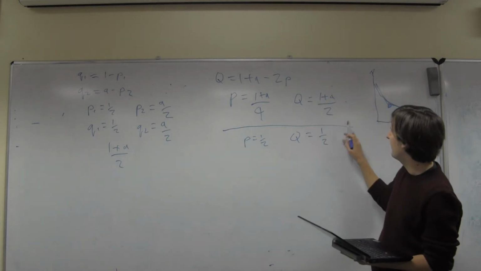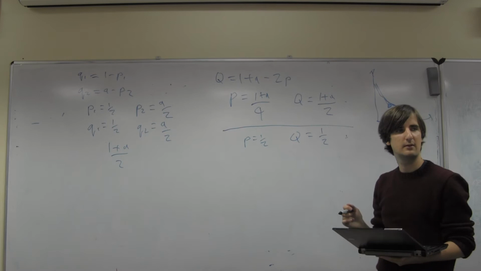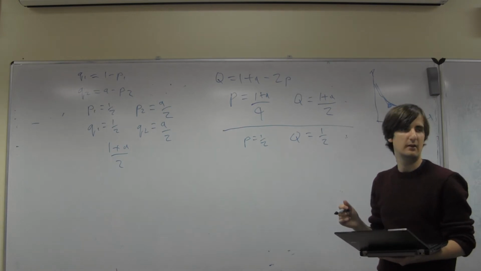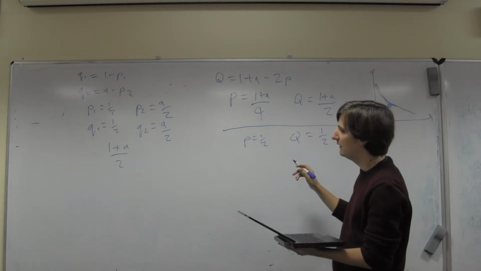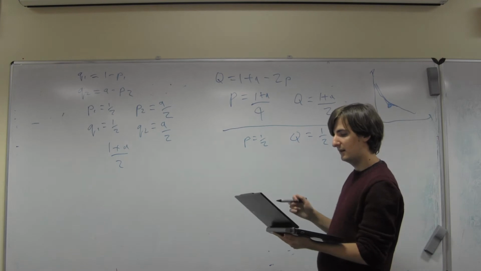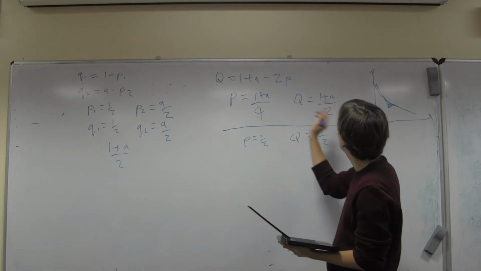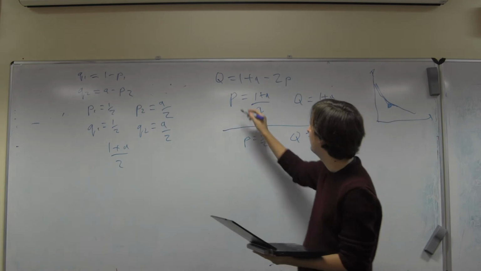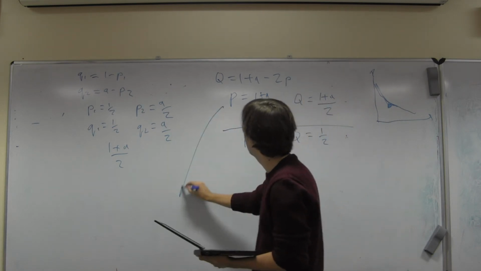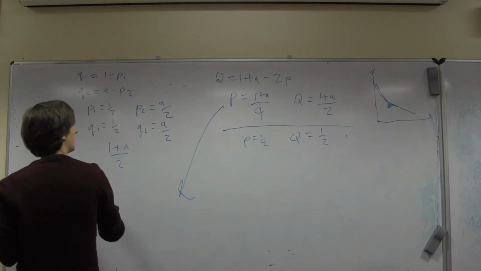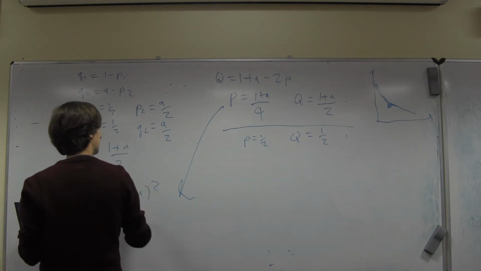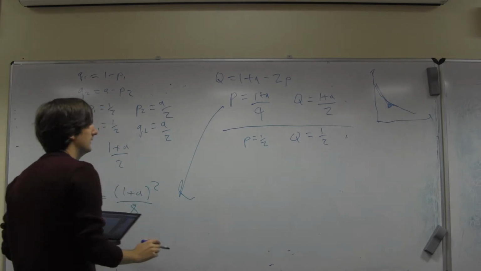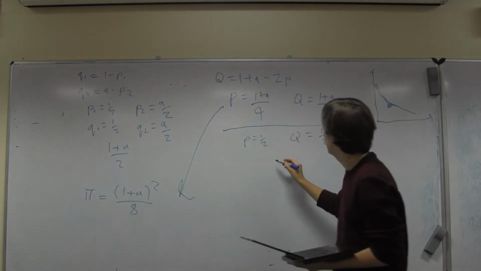So how are you going to decide between these two options? Work out profits. Yeah, exactly. You're just going to work out profits in both cases. It's not actually so difficult. Marginal cost is 0 here, so profits are just price times quantity. In the top case, profits are going to be (1 plus A) squared over 8. In this case, profits are going to be a quarter.